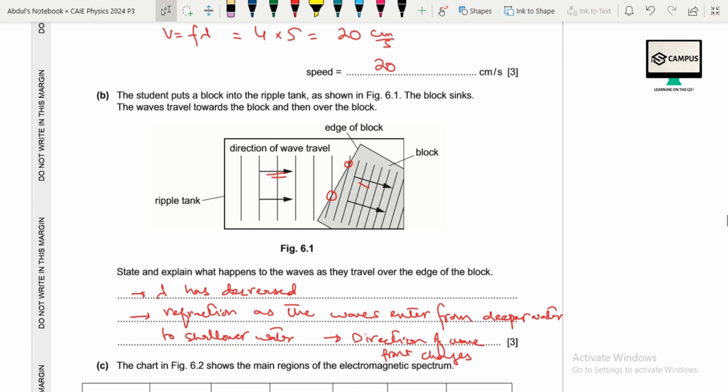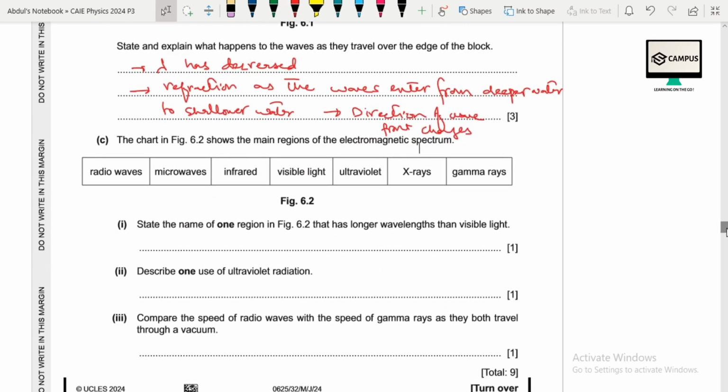All right, let's move on to part C of the question. The chart in figure 6.2 shows the main region of the electromagnetic spectrum. State the name of one region that has longer wavelengths than visible light. So we know that the spectra to the left of visible light contains higher wavelengths or lower energy. So we can name any of them: radio waves, microwaves, or infrared. Let's say radio waves because it has least energy or maximum wavelength of the electromagnetic spectrum.